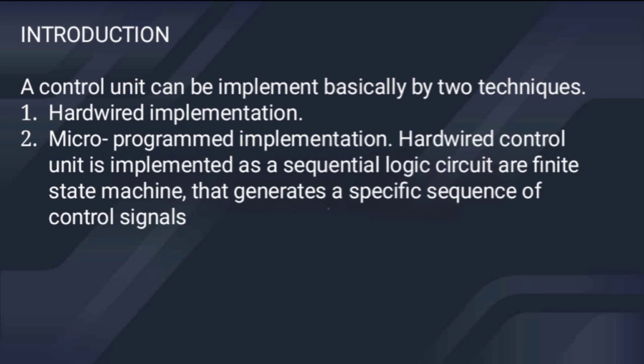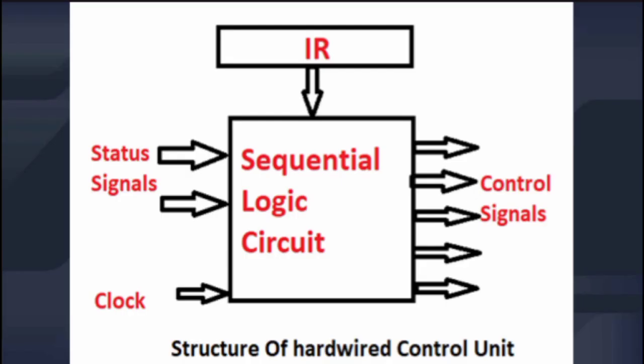A hardwired control unit is implemented as a sequential logic circuit or finite state machine that generates a specific sequence of control signals. The motive of this video is to make you familiar with the hardwired control unit. The diagram in front of you is basically a short and simple structure of a hardwired control unit. Arrows in the diagram represent the working of respective devices which are connected to our control unit.